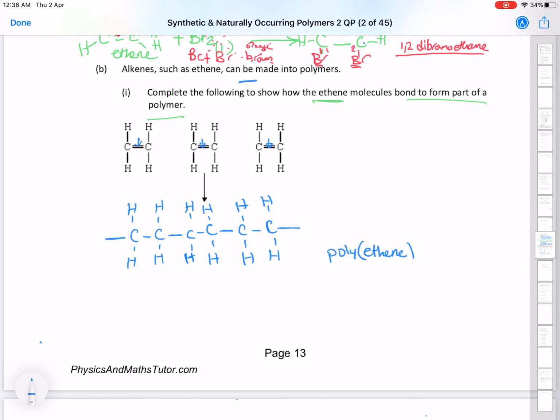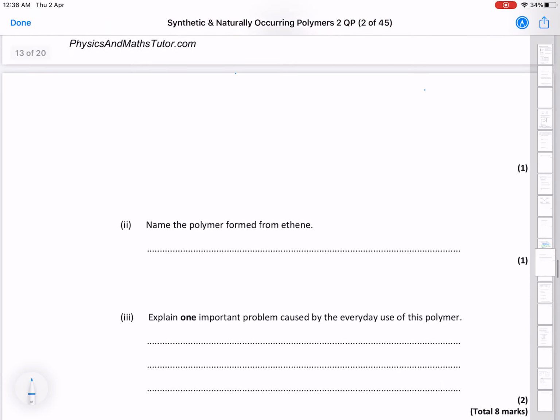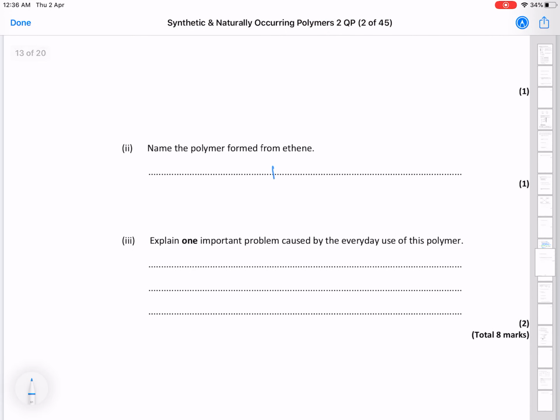I mentioned in previous videos that I name the polymer according to the monomers that it forms. And since this polymer is formed from ethene, the monomer here is ethene. So the polymer name will be polyethene. And as you see, I'm just joining the monomers together. I hope that's clear and easy. Name the polymer formed from ethene, so it's simply polyethene.